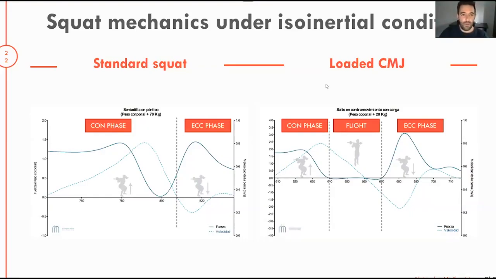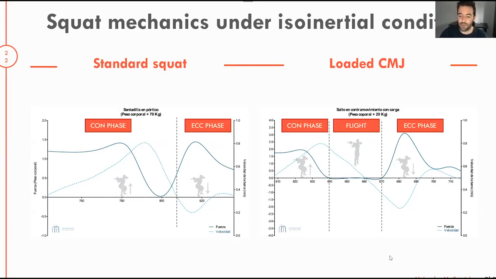If we see, for example, how the mechanics are under isoinertial load, in a standard squat, we see that the speed is increased until the end of the concentric phase, and the peak force is achieved a bit earlier. If we have a countermovement jump, let's say a squat with a flight time, we see how this peak speed is delayed more to the end of the phase. This is what really happens during competition in most sports.